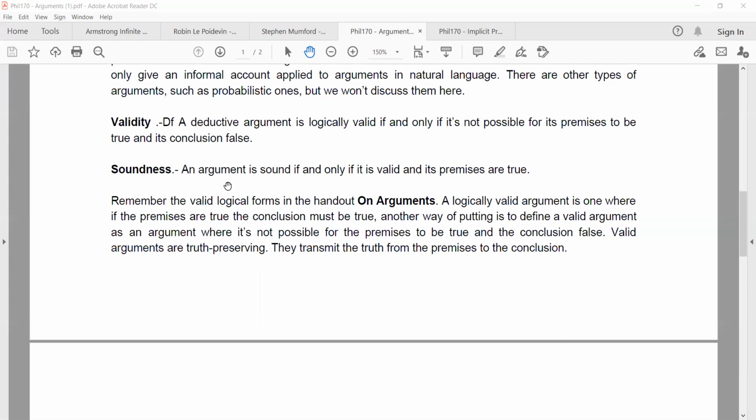Because again, the definition says that arguments are sound if and only if they are valid. So they have a valid logical form, which guarantees that if the premises are true, the conclusion is true. But then we also know that if an argument is sound, its premises are true. That means that given its validity, the conclusion is going to be true. So soundness is the best you can do in terms of arguments.